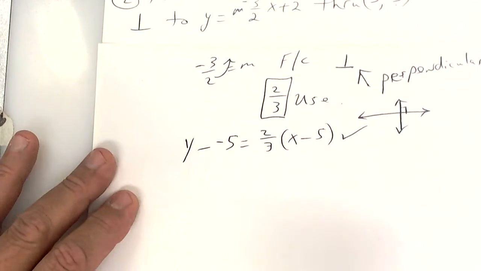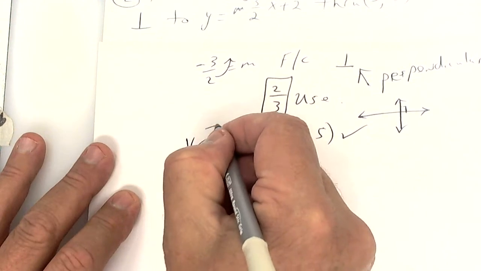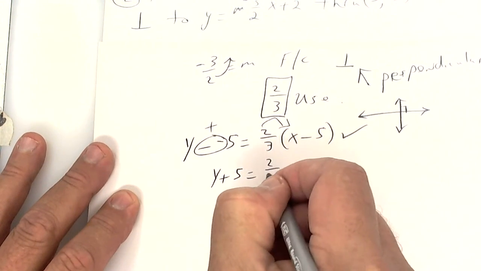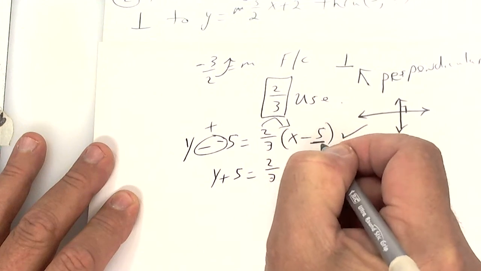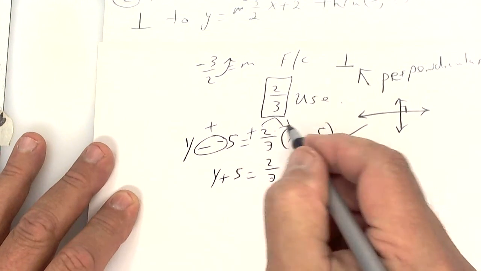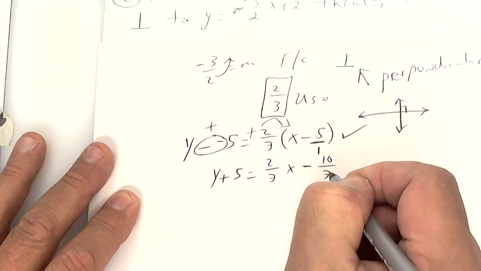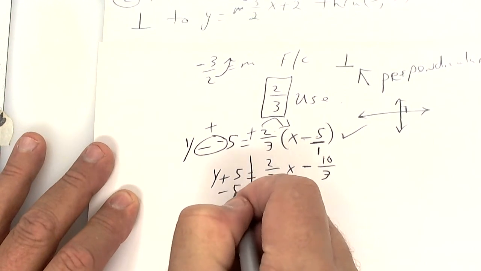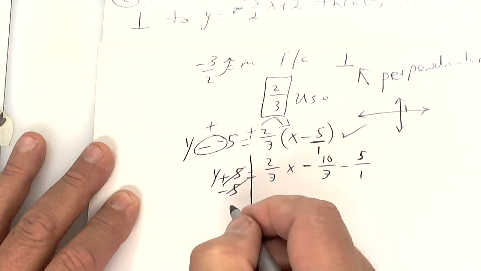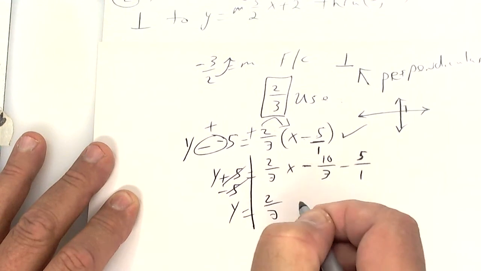All right, let's keep moving because I want y by itself. So put y plus 5 is equal to 2 over 3x. And then put a 1 under here. Use the trick. A positive times a negative, that's 1 negative. So that's going to be 10 over 3. And then the only thing you have to do is subtract 5 over 1. Put a 1 under it. So you get y equals 2 over 3x.